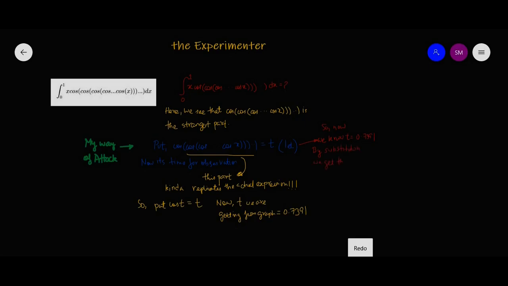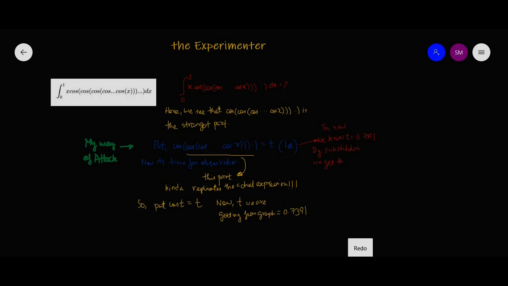This thing was suggested by the graphical methods we used in the beginning of this video, where we analyzed by increasing the number of cosines in the nest. And as we saw, as we increase the number of cosines, the graph is getting linearized. But the slope was not determined there. I mean, it could be determined from the graph, but we didn't. So by the algebraic method, we found out that the value of t is 0.7391.